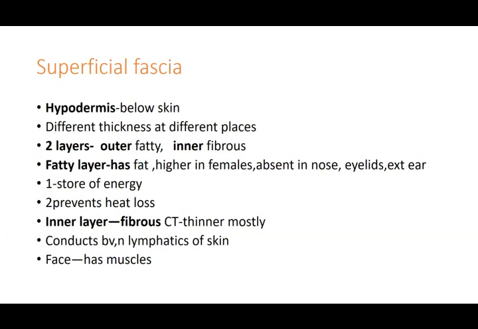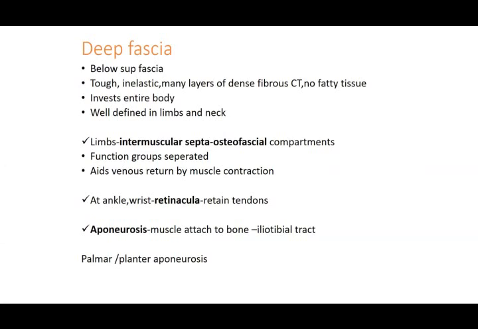At certain places, connective tissue is less. At certain places, it is more. Below the superficial fascia, you have the deep fascia. It invests the entire body and is well defined in the limbs and the neck. This deep fascia forms intermuscular septa, which divide the muscles into groups, into different compartments. And when the muscles contract, it also helps in the venous return.